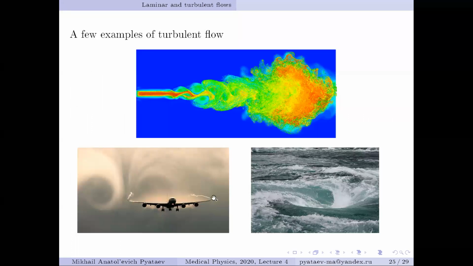For example, here is a picture of velocity of a gas, which is a simulation.